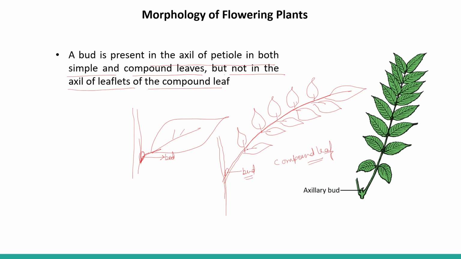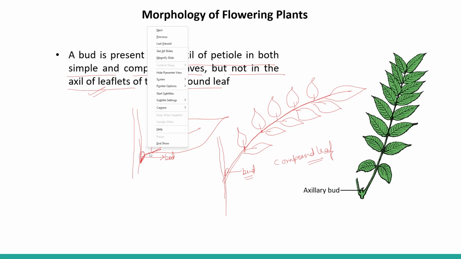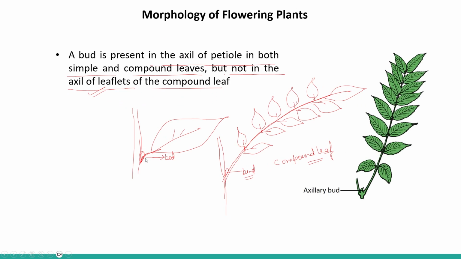Now they are saying the bud is never present in the axil of a leaflet. Here the bud will not be found. But not in the axil of a leaflet of the compound leaf. The bud is present in the axil of a simple leaf as well as the axil of a compound leaf, but not in the axil of leaflets of the compound leaf.